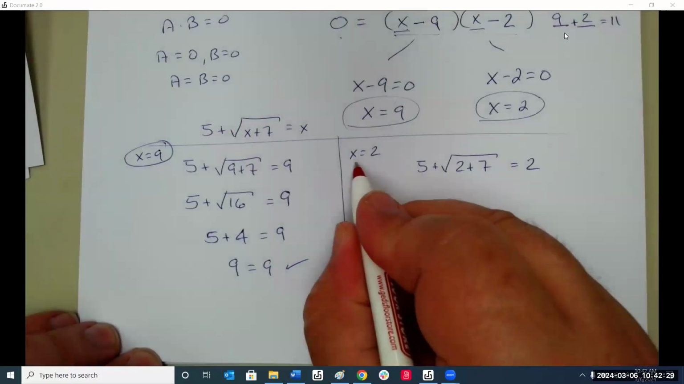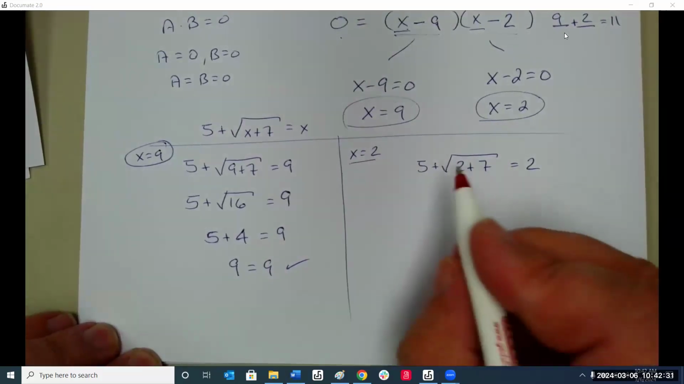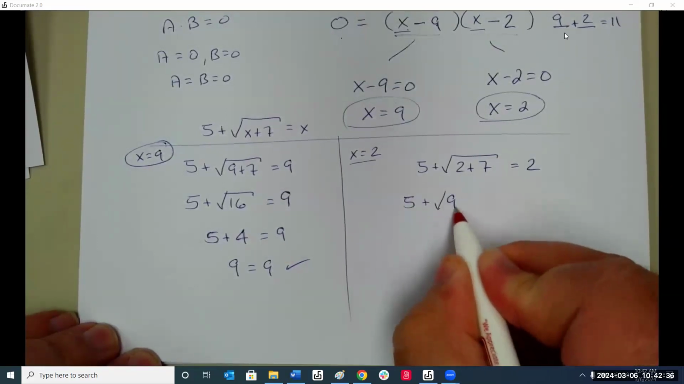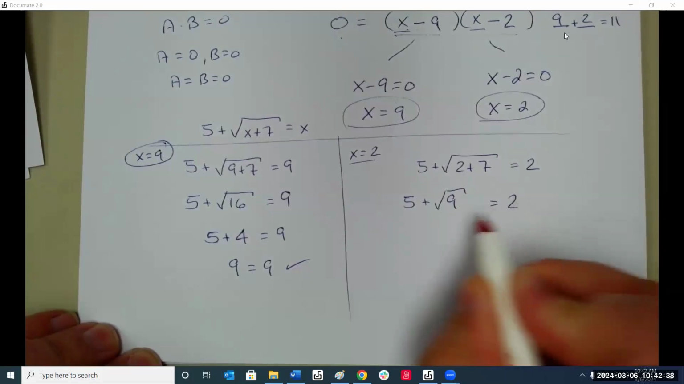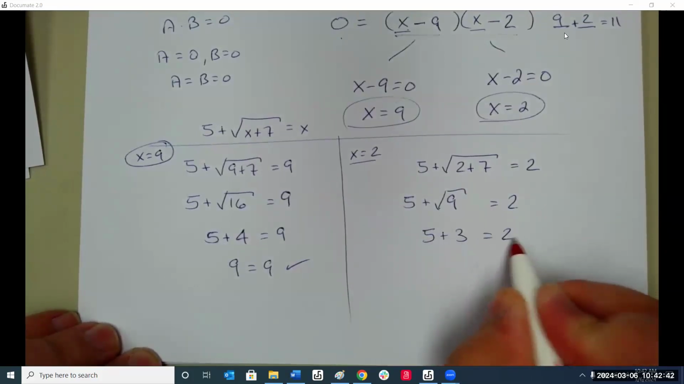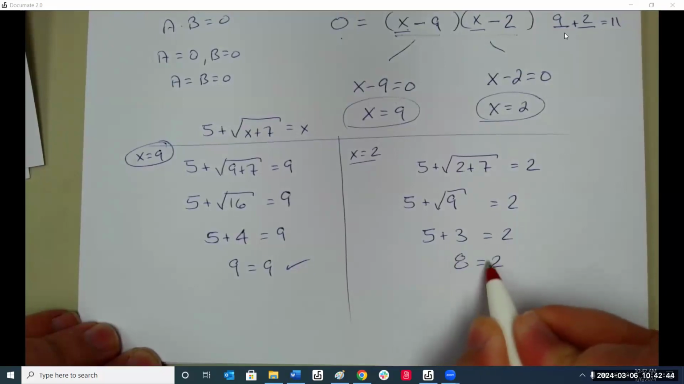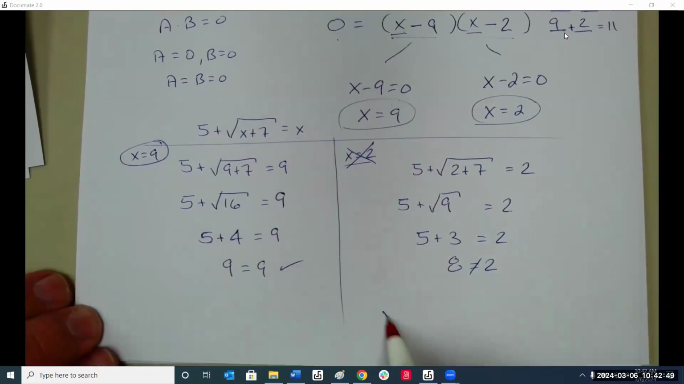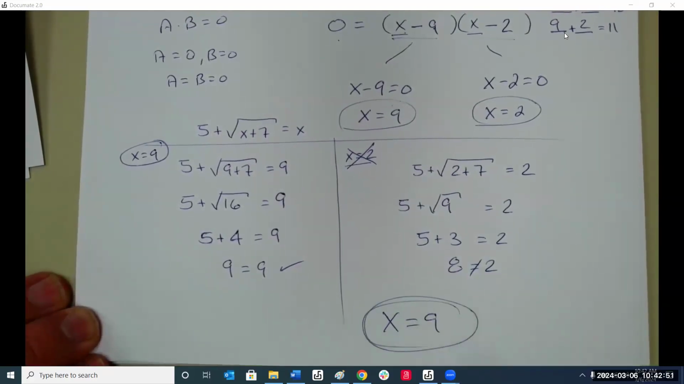Now let's look at x equals 2 as a solution. 2 plus 7 is 9. Square root of 9 is 3. Does 3 equal 2? So that's not a solution. So the only solution we have is x equals 9. We have to be very careful. Always, always, always check your answers.